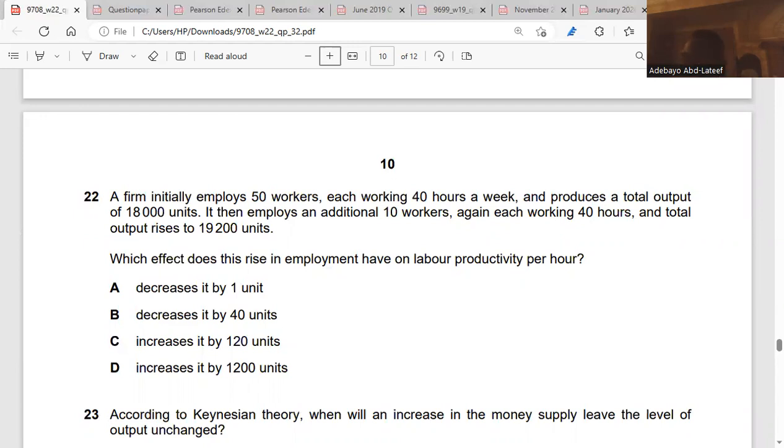So 320 minus 360 gives us a negative 40. But they said per hour, not just productivity. Because it's per hour, that would be 40 hours. So we need per hour. It will be negative 40 divided by 40, which is minus 1, a decrease of 1 unit. The answer is A.